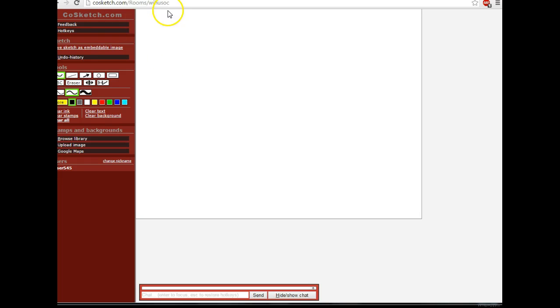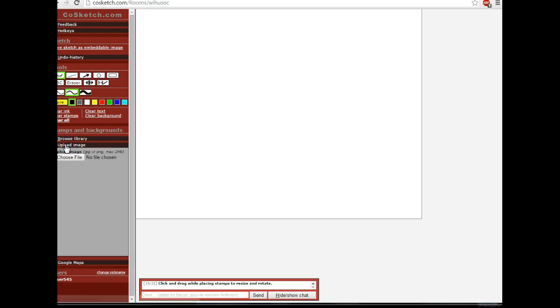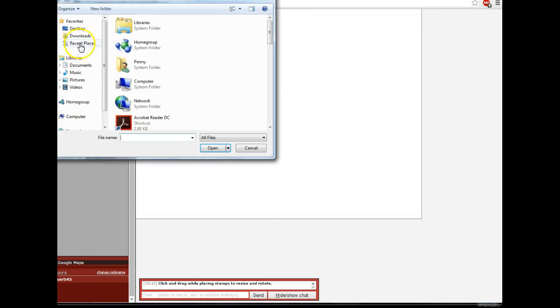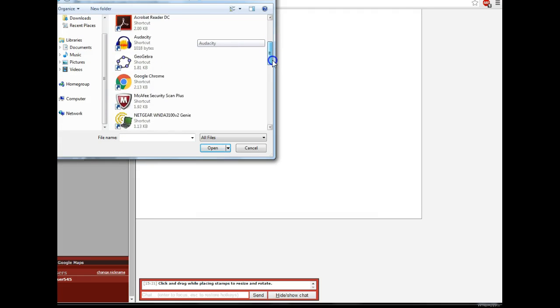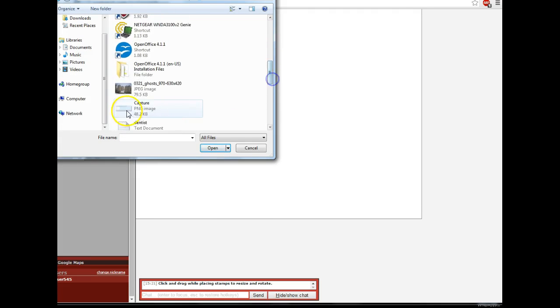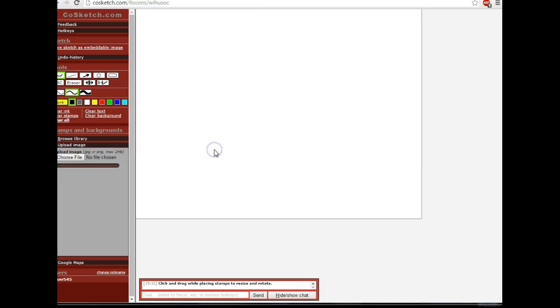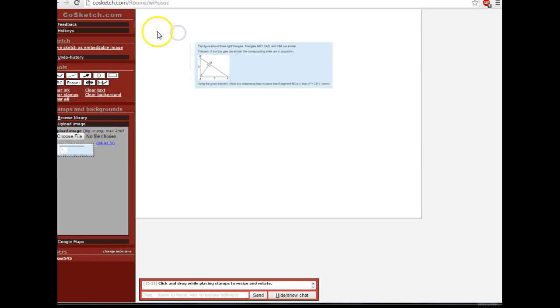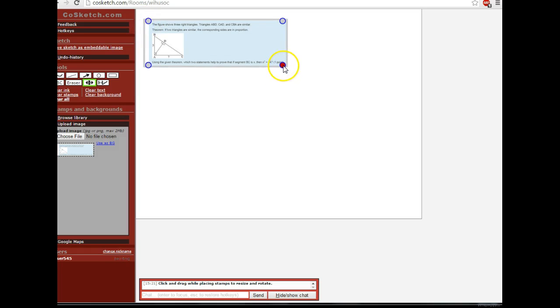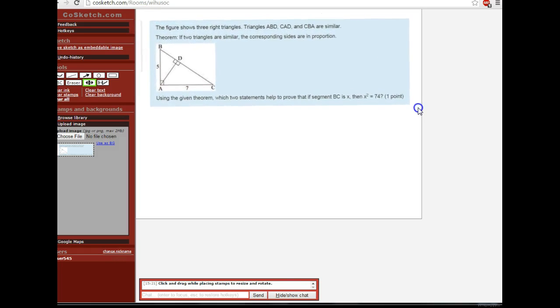Okay, so I just went to cosketch.com, and I am going to upload a file. See where it says upload image. I'm going to go to my desktop and find that captured file. Here it is. Now I'm going to put this on here and make it a little bigger so I can work with it.